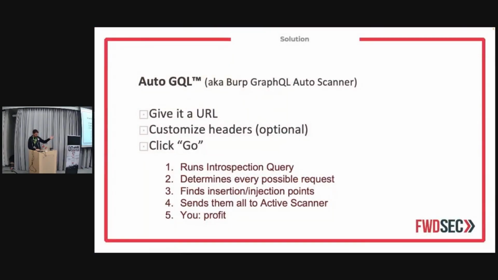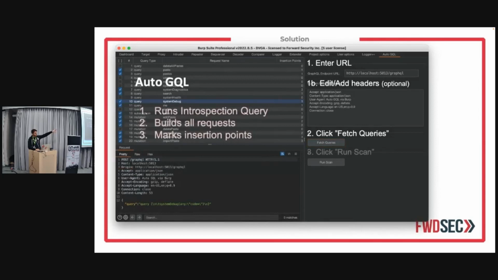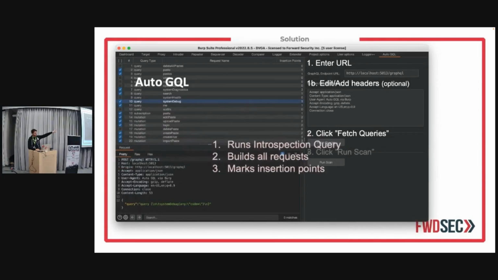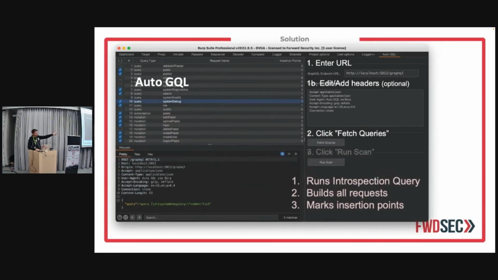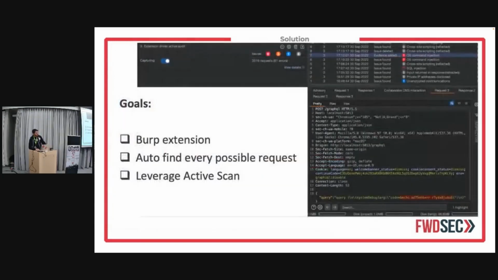So we talked about this. Oh yeah, okay. So again, enter the URL, headers, fetch query. It does these three things: runs the introspection query, builds a request, marks insertion points. I learned animation on PowerPoint on the plane on the way here, and it has the request listed on the left. You can view an example on the bottom, and then you hit the golden button, click Run Scan, and Bob's your uncle. Then we get to duplicate that slide.